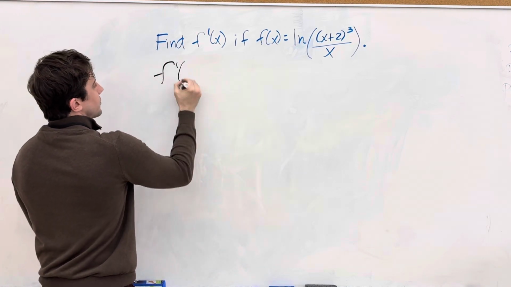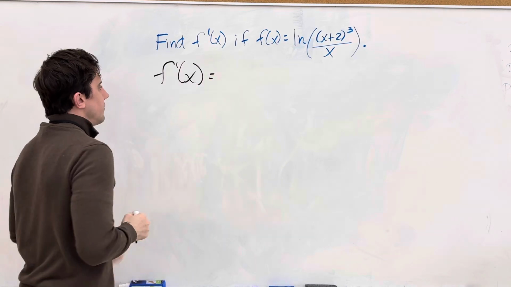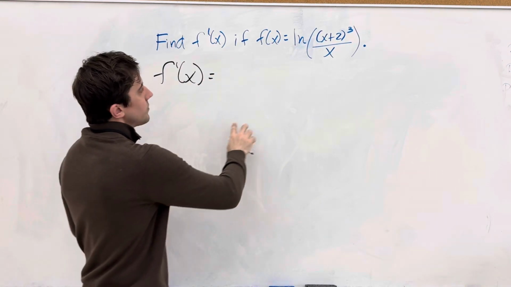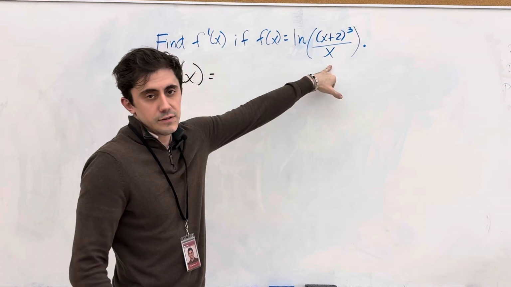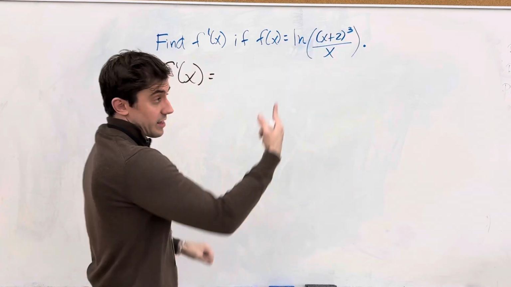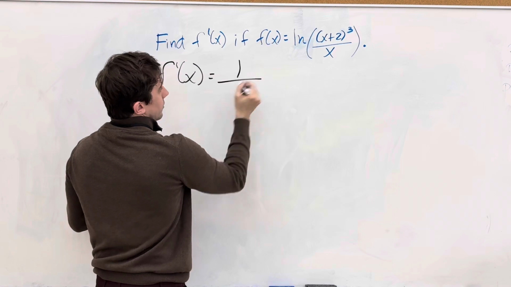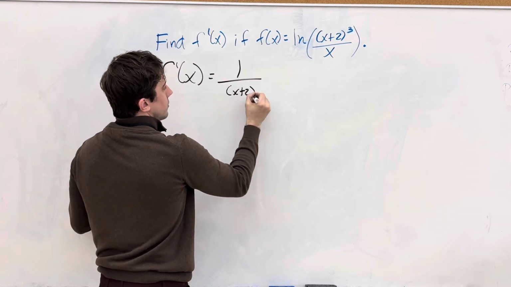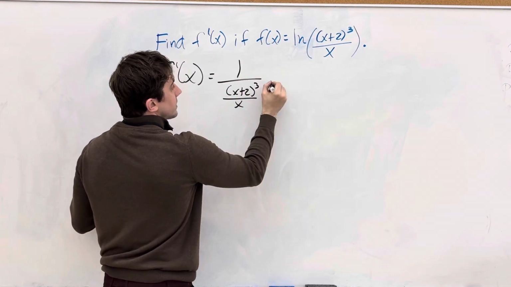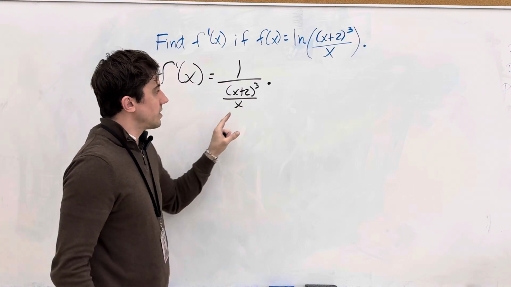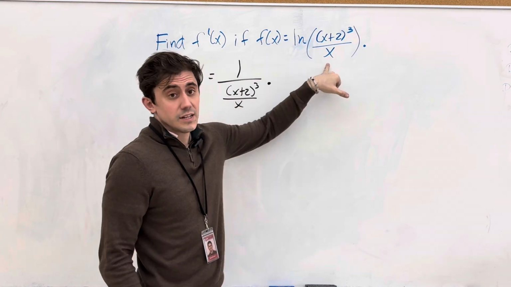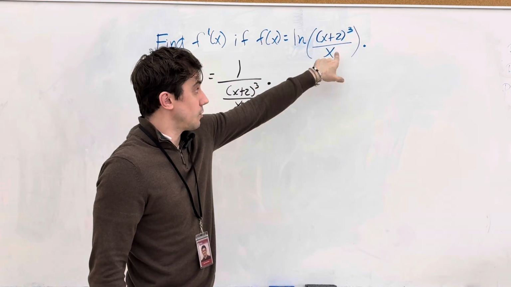So f prime of x, the first derivative of f of x with respect to x, is going to be, when we take the derivative of a ln of something, we're going to start with 1 over that something, 1 over the stuff inside the brackets, meaning 1 over (x plus 2) all cubed all over x, times, and the chain rule means times the derivative of the stuff inside, i.e. the derivative of (x plus 2) all cubed over x.